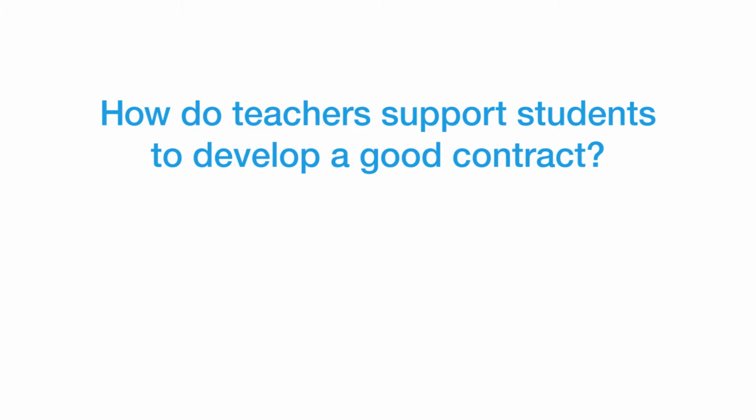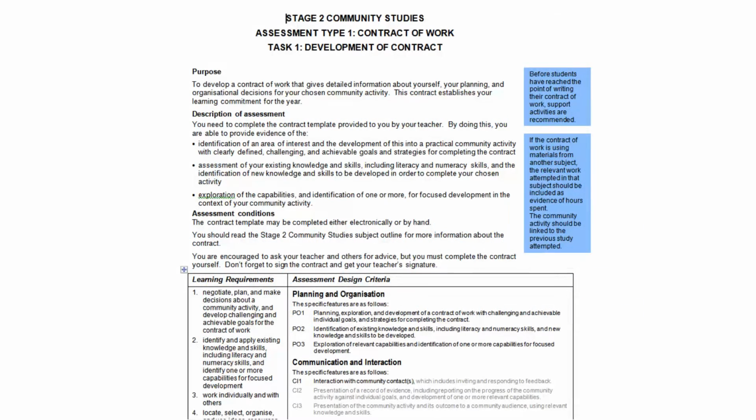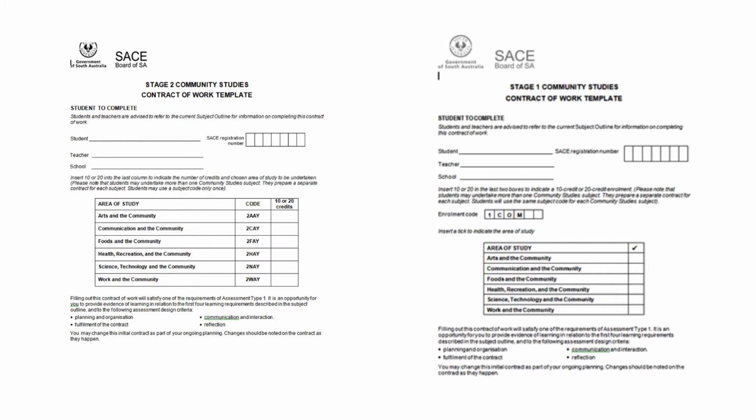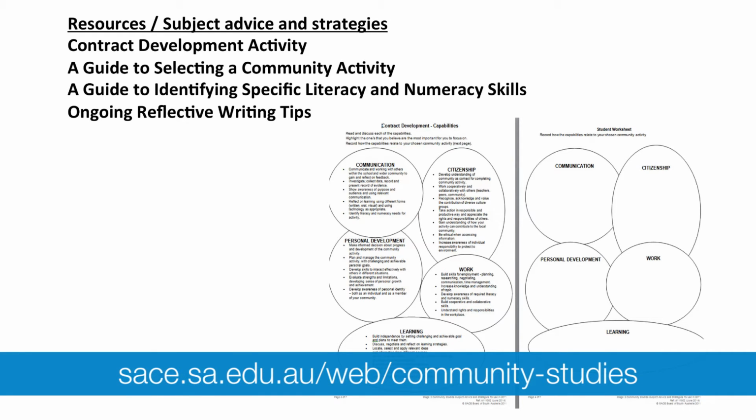How do teachers support students to develop a good contract? As with any subject, students benefit from clear and explicit instruction to guide and support them through the requirements of the subject. Well-constructed task sheets are also critical to scaffold the skills and learning expected of the students. Before beginning a contract, teachers often like to complete some preparatory activities. These activities could be undertaken collaboratively and include a think, pair and share activity to develop ideas for possible community activities or mind maps for brainstorming and further developing ideas. Refer to the Subject Advice and Strategies section of the support materials on the Community Studies mini site for preparatory activities.